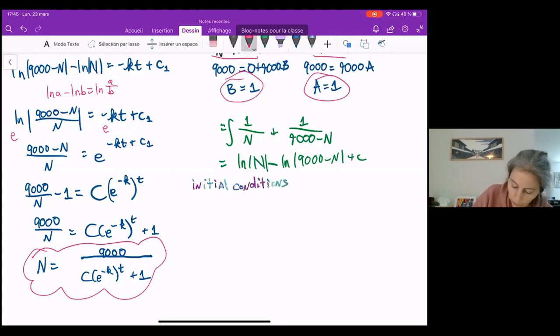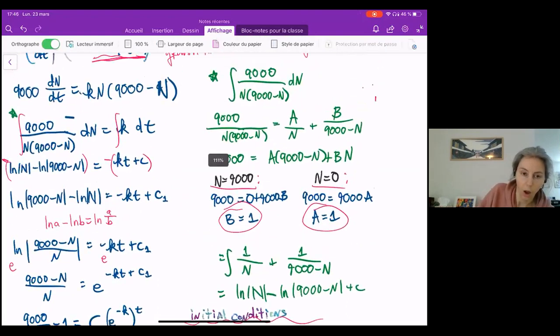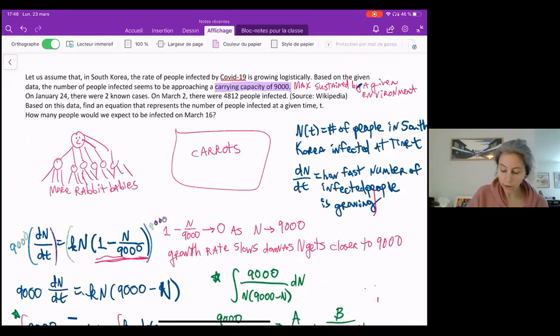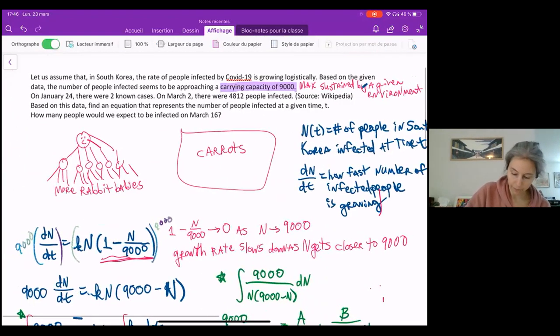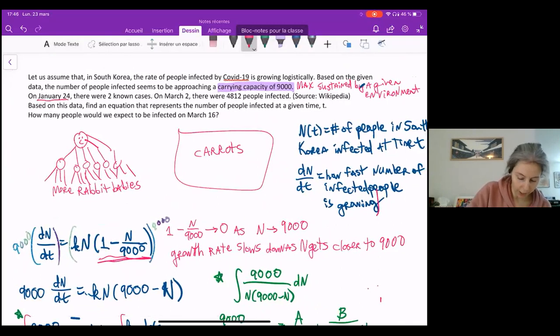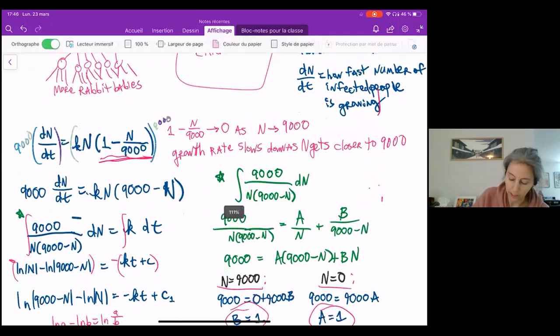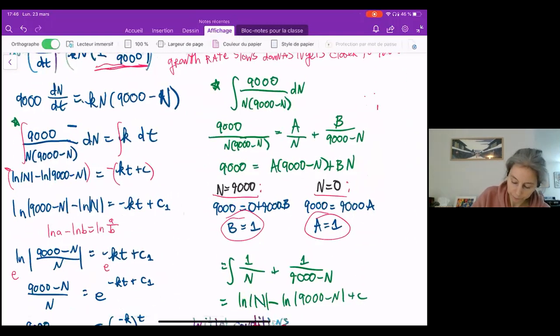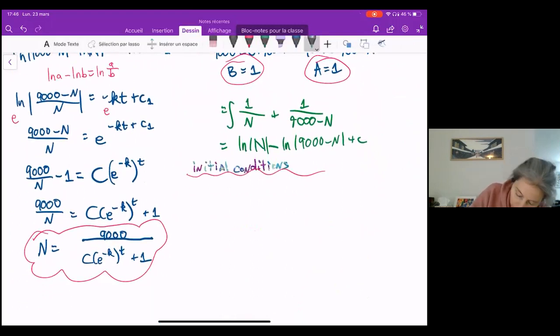Well, if we were told that on January 24th there were 2 known cases, and on March 2nd there were 4,812 known cases, then January 24th is going to be our day 0. So t equals 0, and there were 2 cases.